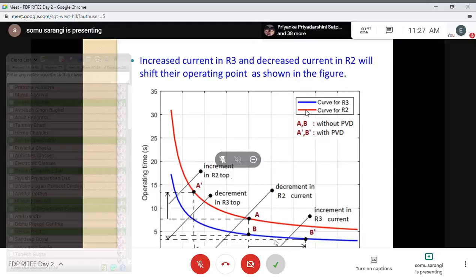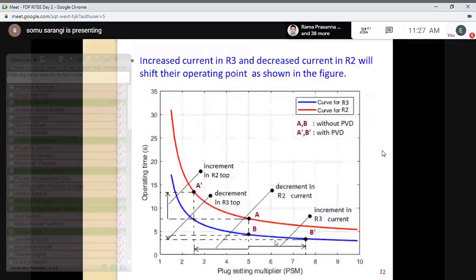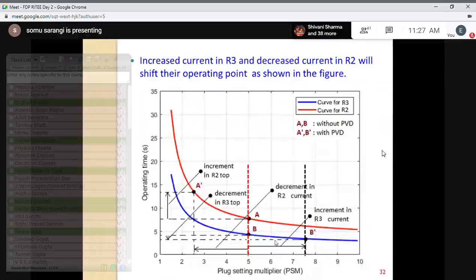But if you include the PV, what will happen? The fault current for this B we are considering, the fault current which is nothing but R3 we are having, the R3 which is nothing but blue characteristic, the fault current is increasing, because the fault current will be also contributed from this PV source. Similarly, if you consider this green one, then fault current for this relay R2, that will decrease.